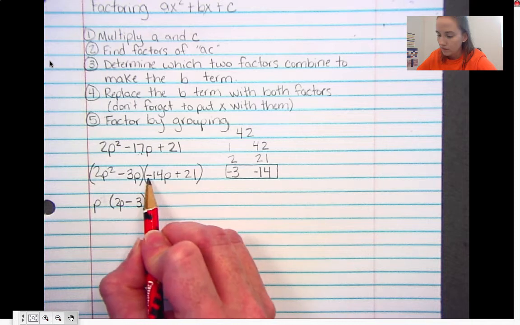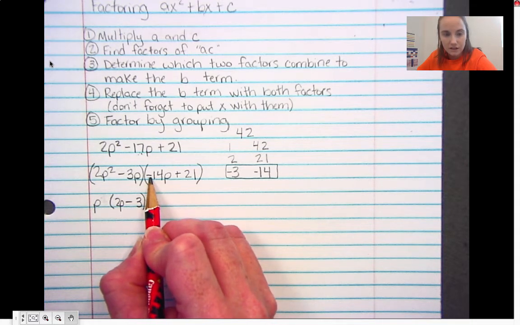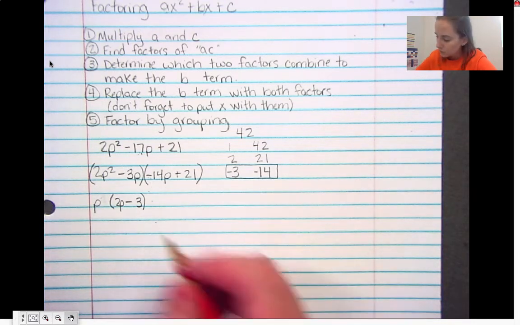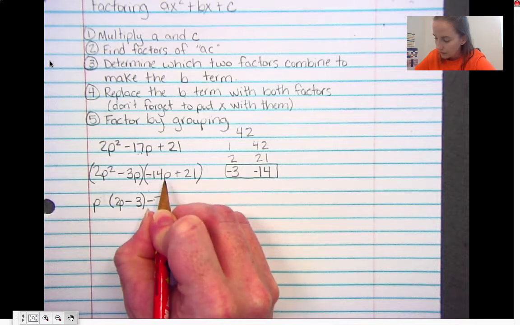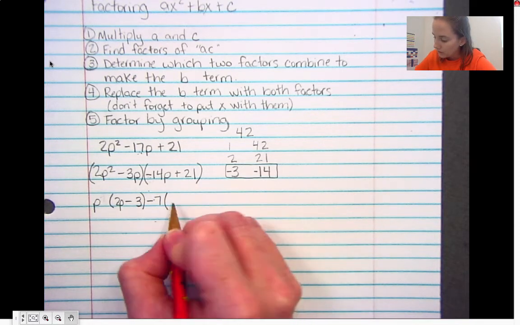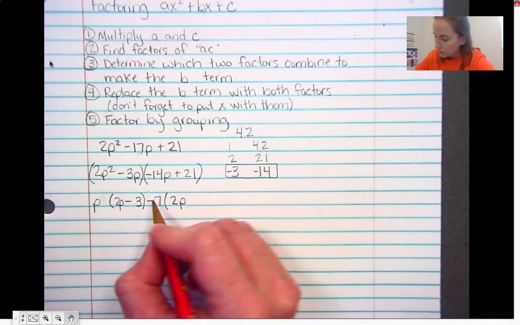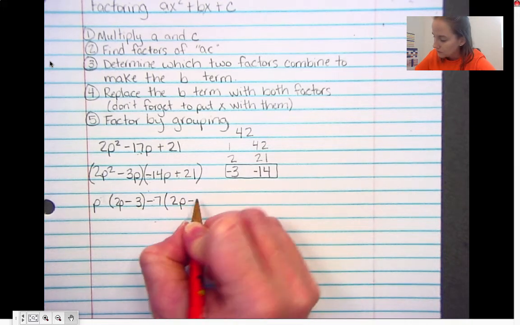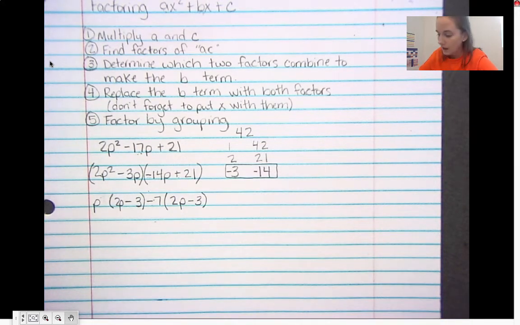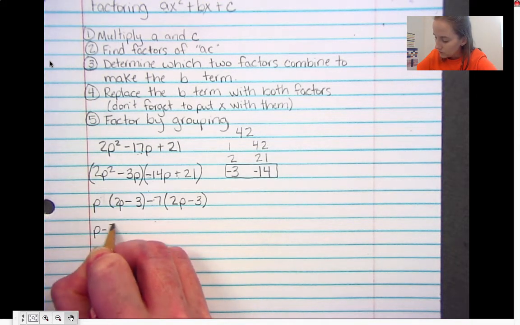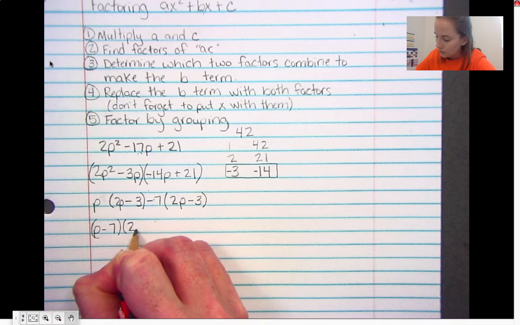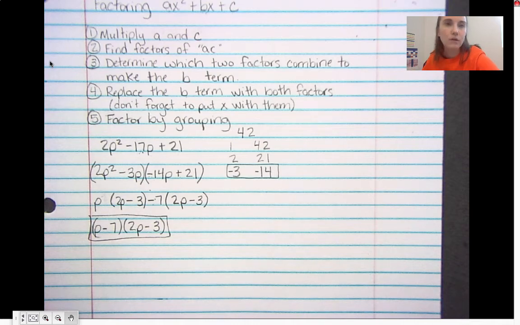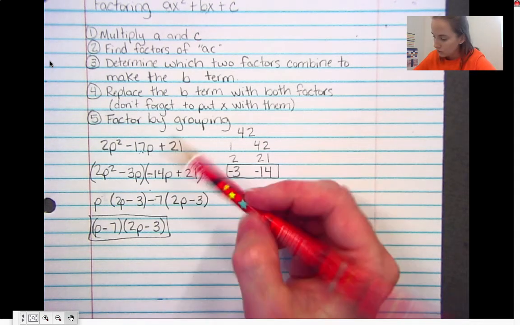Now here, because I have a negative up front, I want to go ahead and take the negative out with whatever value I take out. I'm looking and I see 7. So I'm going to take out a negative 7. I cannot take out a p, but I will be left with 2p. And remember, it changes the sign because I divided through by a negative 1. So this will be minus 3. And now we have p minus 7 and 2p minus 3. And to check this, you can FOIL it back out and make sure that you get this correct answer up here.